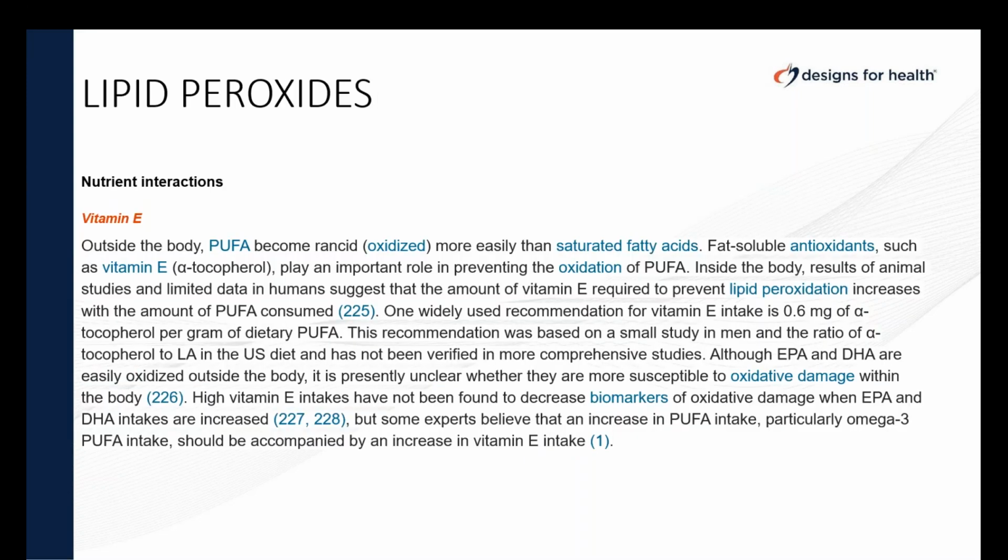And that's one of the things that Designs for Health has been very famous for doing. I've been a client of theirs for 30 years, if you can believe that. I've been using Designs for Health for 30 years. That kind of dates me a little bit, but.